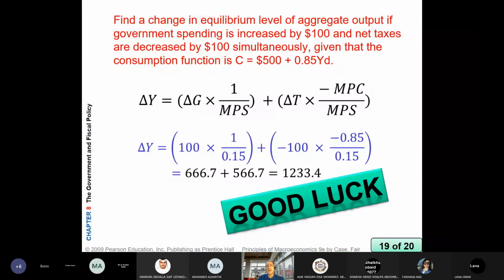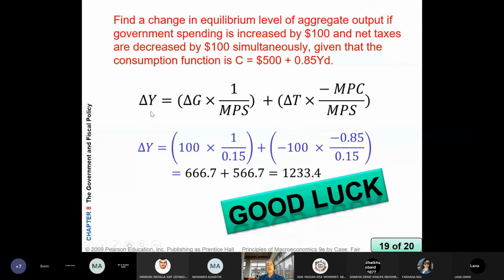Can I use the balanced budget multiplier, which is equal to 1? The answer is no. Why? Because there is an increase in government expenditure by 100 and a decrease in taxes by 100. But we can use the balanced budget multiplier of 1 if there is an increase in government expenditure and taxes of the same magnitude simultaneously. And that doesn't occur here.